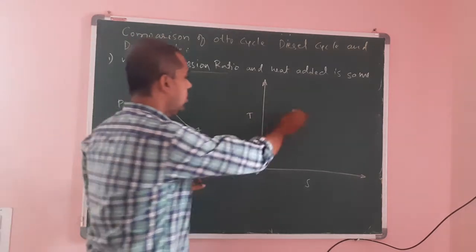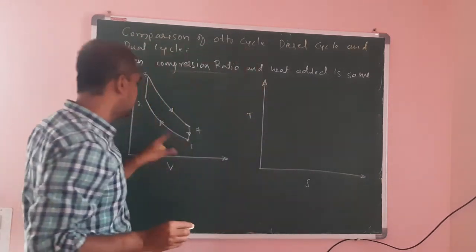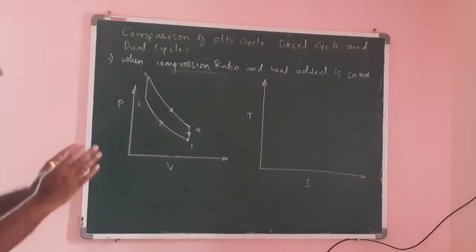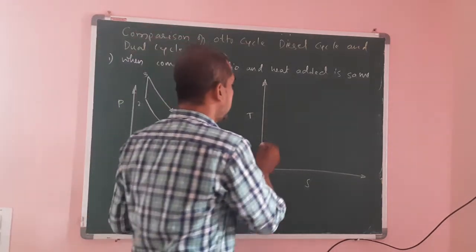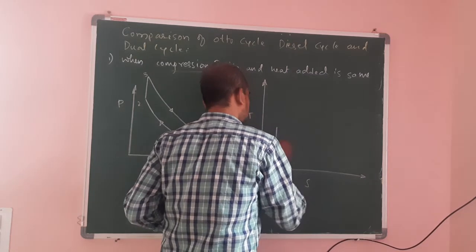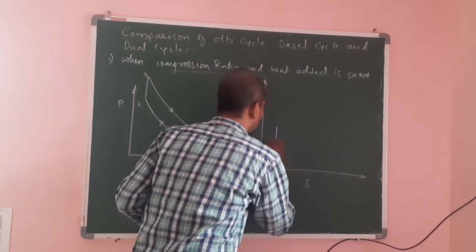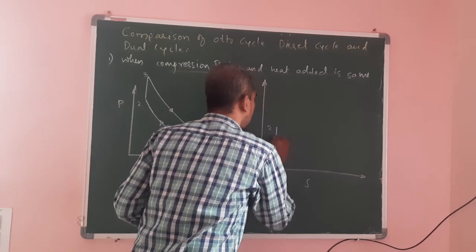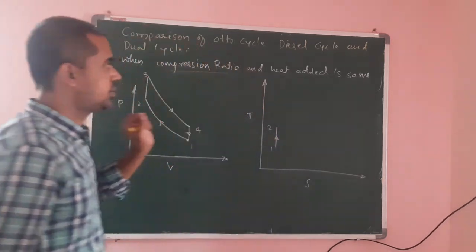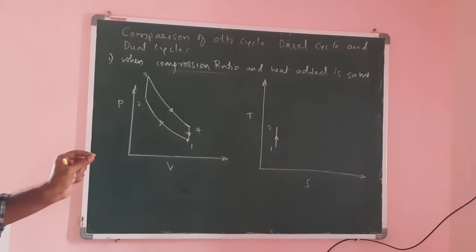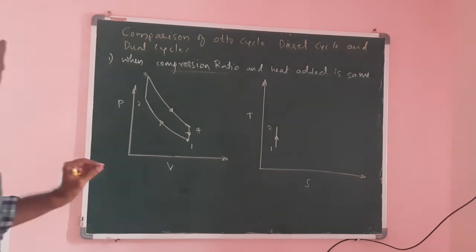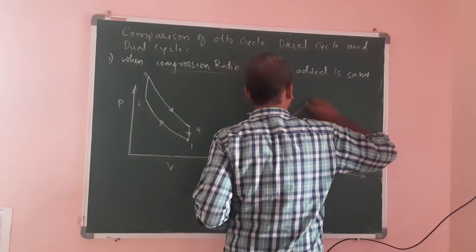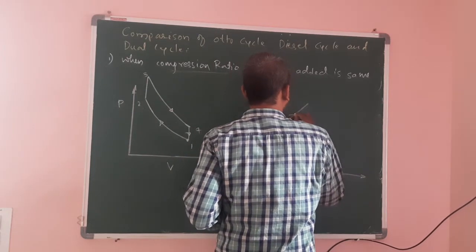1 to 2 is isentropic compression. Isentropic compression means it is a vertical line on a TS diagram. It will be like this. 2 to 3 is constant volume heat addition. It will be like this.